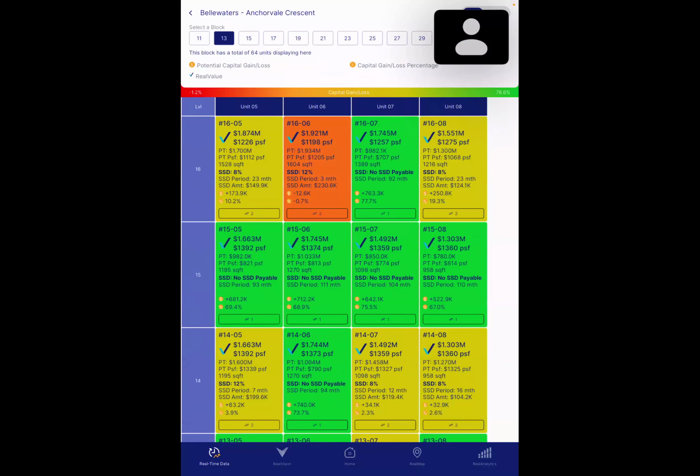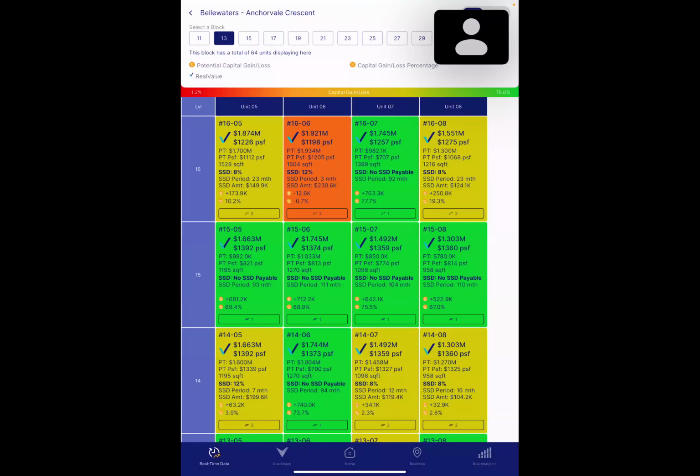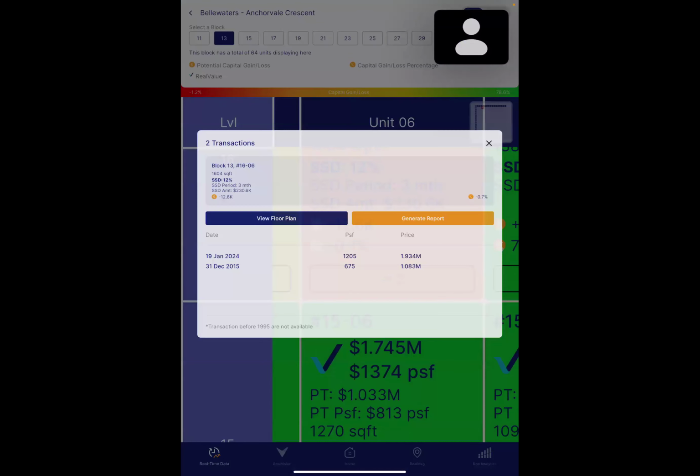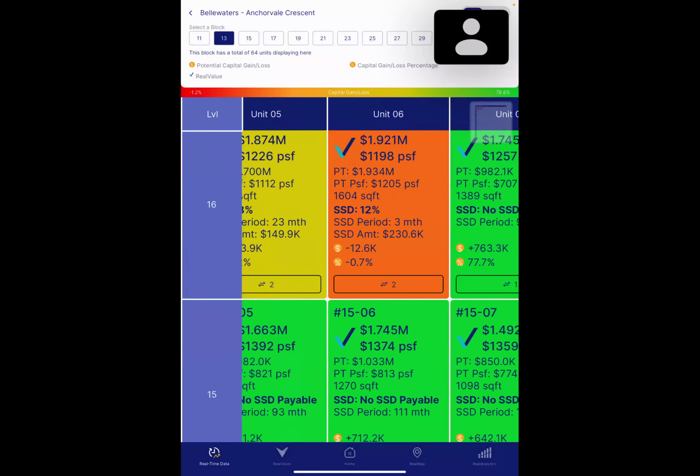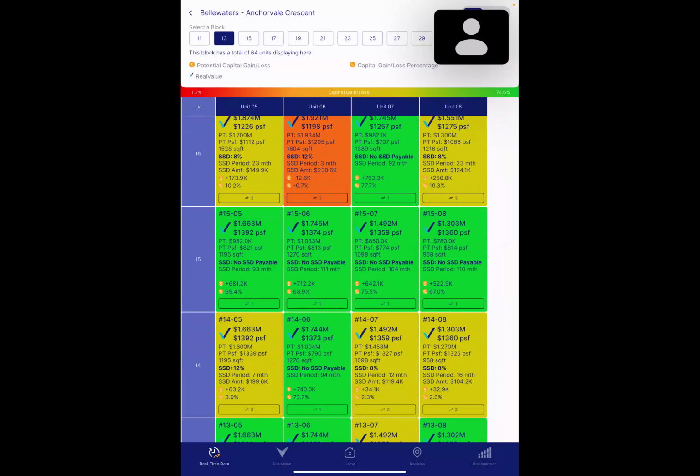So you can see SSD period 3 months only. That means he bought 3 months ago. So if you check the transaction down here, you can see the arrow down here, got 2. That means got 2 transactions before for this unit. You click in, you can see all the transactions. 2 to 3 months ago in January 19, when he transacted at 1.9 mil. Okay, so all the information, one look, you can see this project got Kantao, no Kantao, you can roughly make a rough gauge.